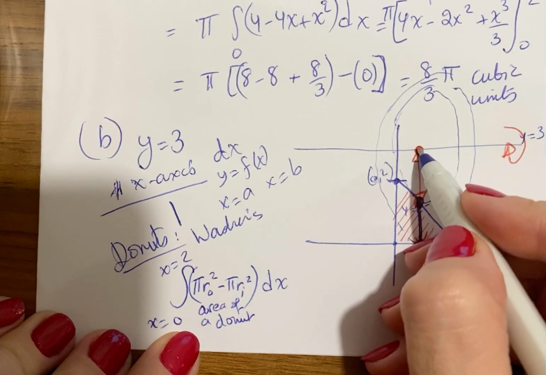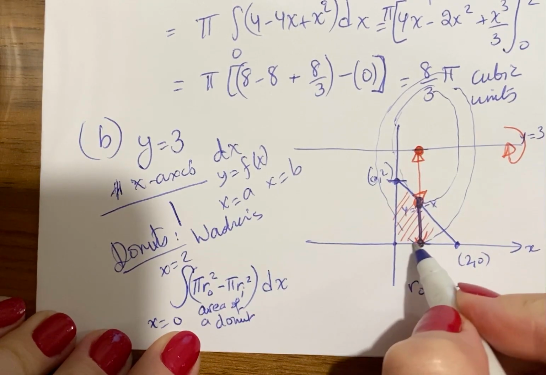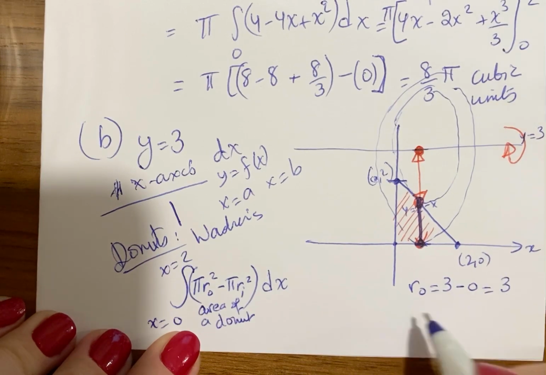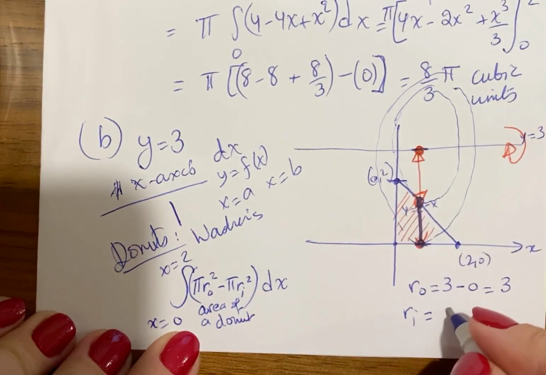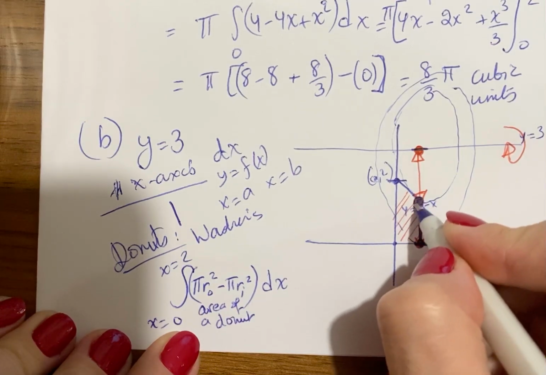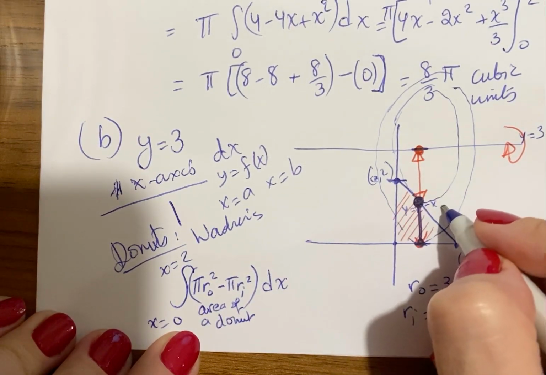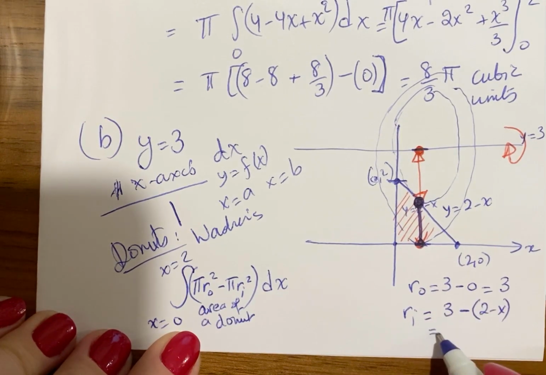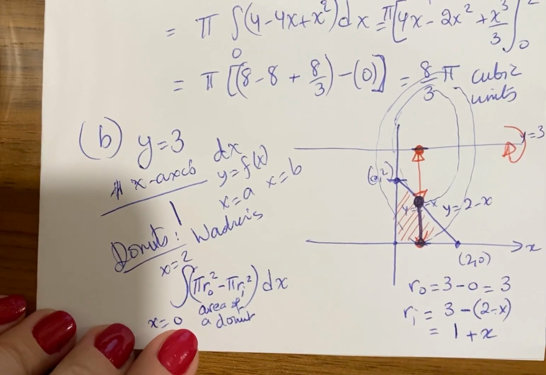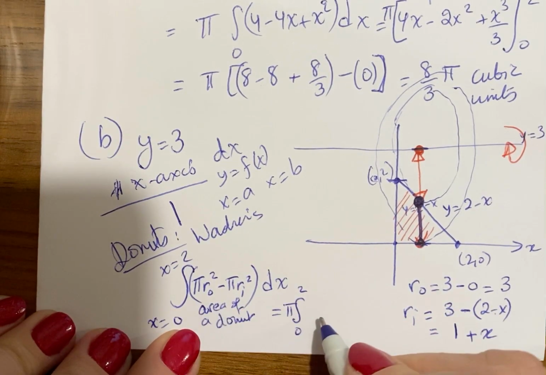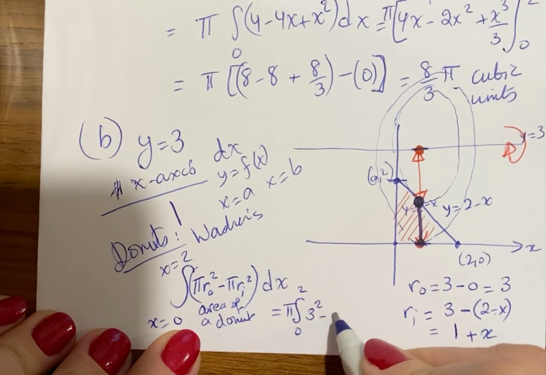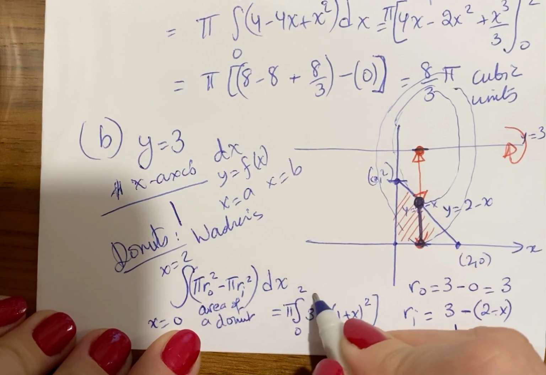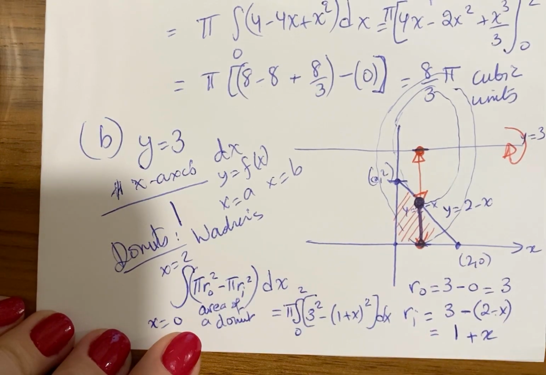The outer radius is y2, which is 3, minus y1, which is 0, so 3. The inner radius is y2, which is 3, minus the y value of a point on the straight line. What is the y value here? It's 2 minus x. Be careful to bracket so that you do it in the right way. This gives you 3 minus 2 plus x, which is 1 plus x. And then if you want to formulate the problem, it will be from 0 to 2, take pi as a common factor, outer radius squared minus inner radius squared. You integrate with respect to x.